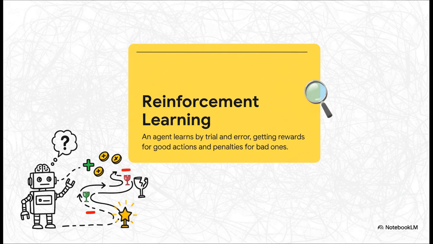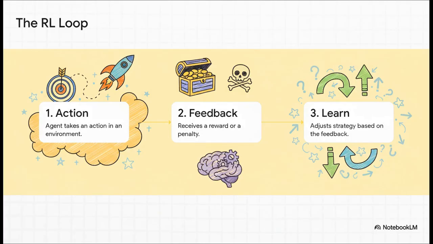The agent just tries stuff. It takes actions. And for every single action, it gets feedback. A reward for a good move and a penalty for a bad one. It's just this constant loop of trial and error, and more trial.